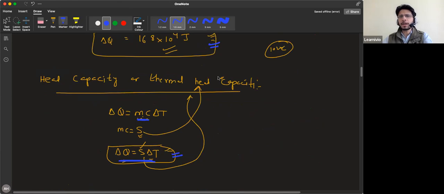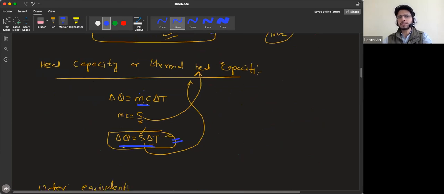Okay. Thermal heat capacity is nothing but the product of mass and specific heat. That's it. The product of mass and specific heat is thermal capacity or heat capacity. You're asking about heat capacity or specific heat? So, specific heat.